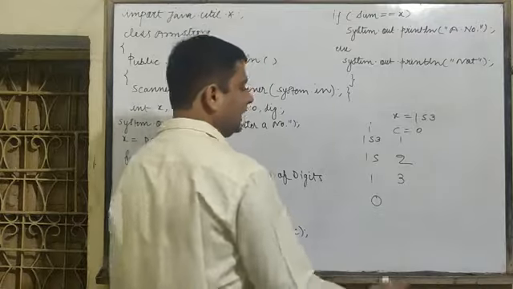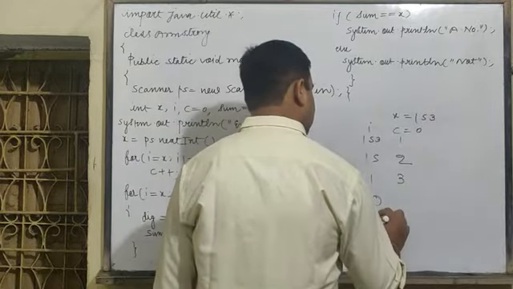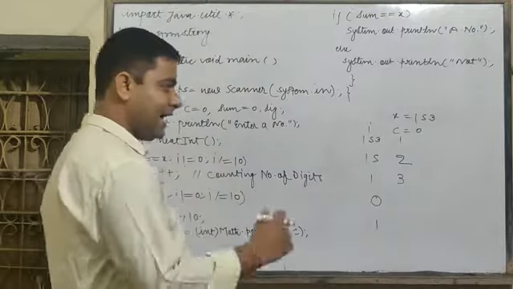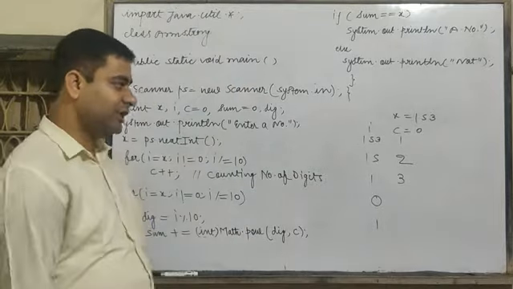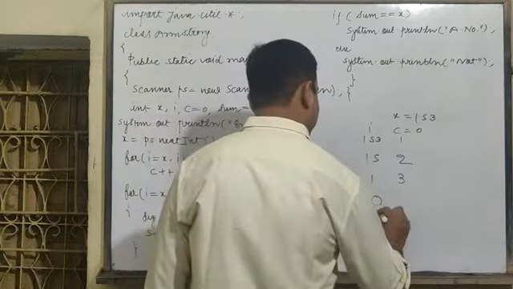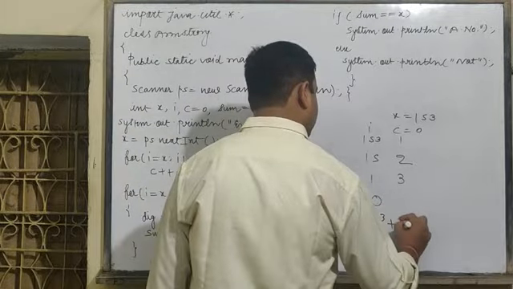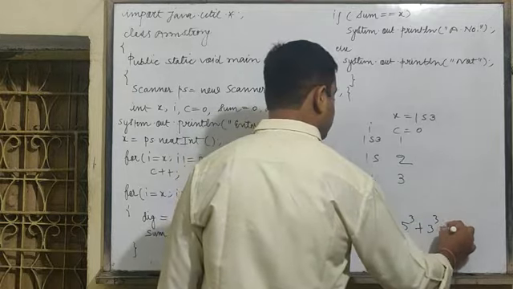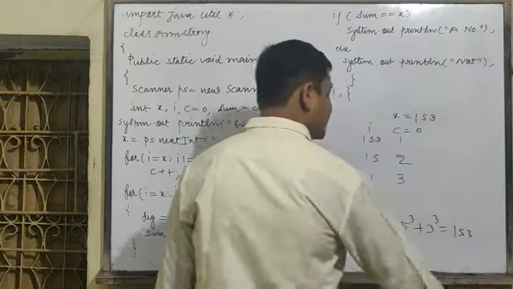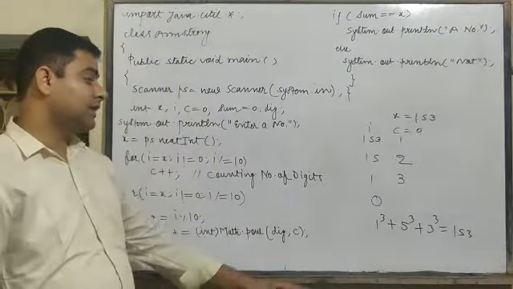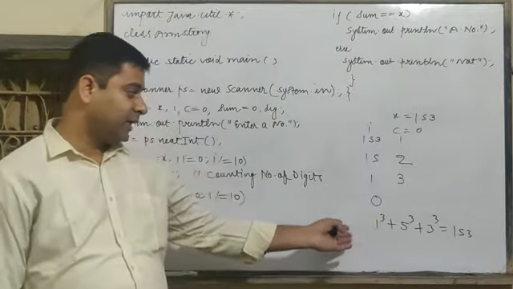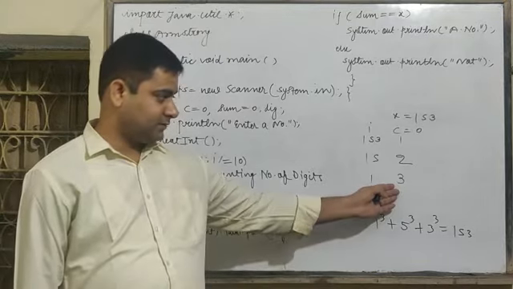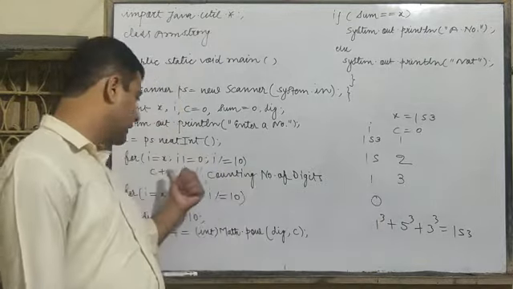We have to calculate the powers of each digit. Each digit should be raised to the power of the number of digits. So we have to calculate 1 raised to the power 3, 5 raised to the power 3 plus 3 cube equals 153. This we have to calculate now. So each digit's power will be calculated as the number of digits, and the number of digits is stored in C.